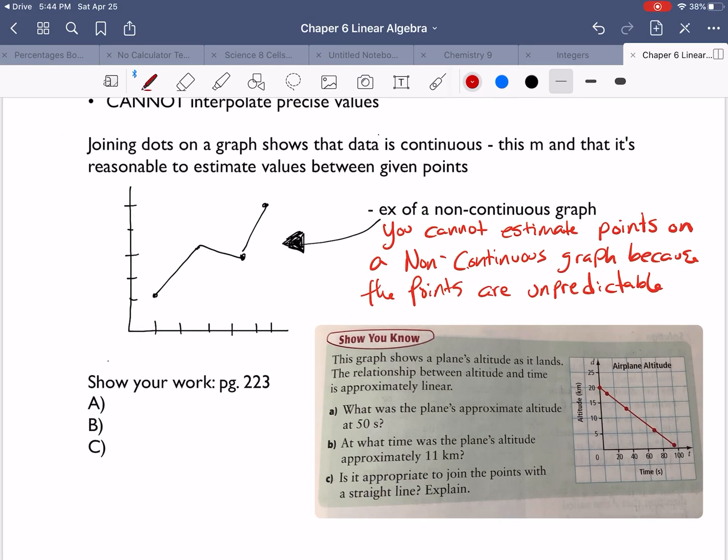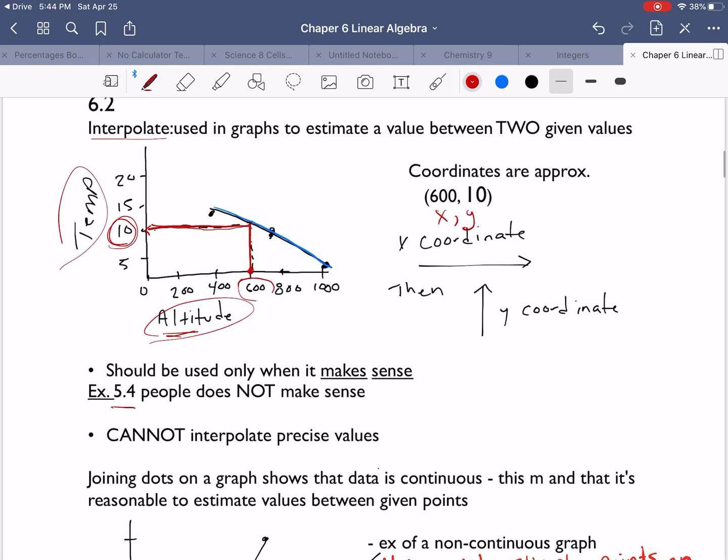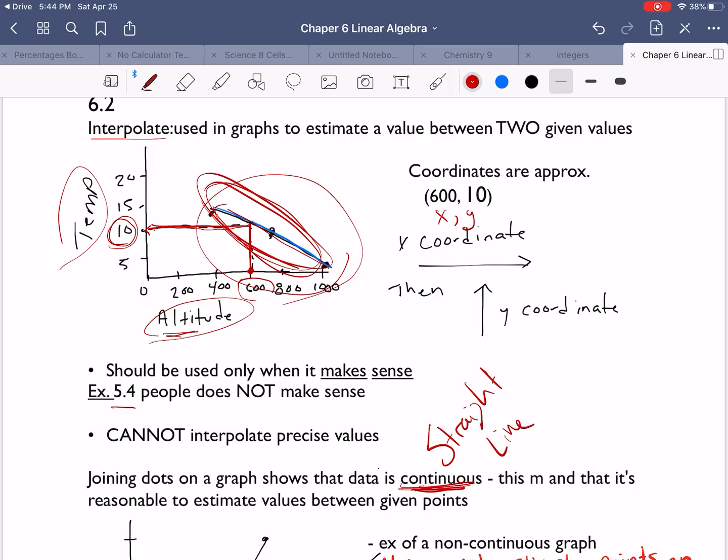And so when we join the dots on a graph like this, it shows that data is something called continuous, which means it just goes up in a straight line. And when it's continuous like this, when a graph is in a straight line or when it's continuous, so I'm just going to put straight line here, then you are able to go in and interpolate if it makes sense.